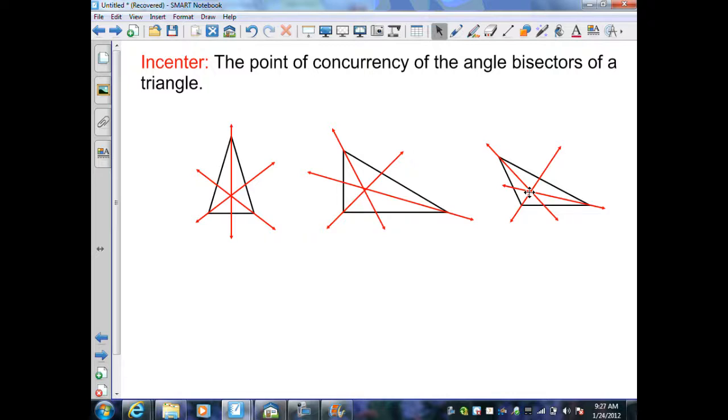Your assignment tonight will be to create altitudes, medians, angle bisectors, and perpendicular bisectors. Then what you will do is save that file and submit that file to me for grading.